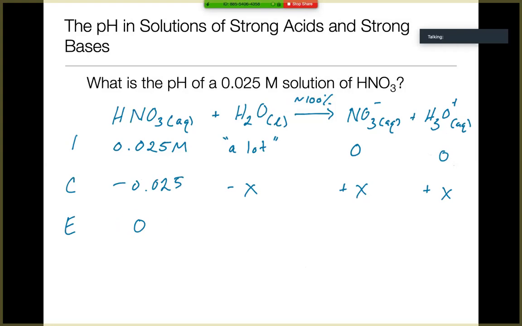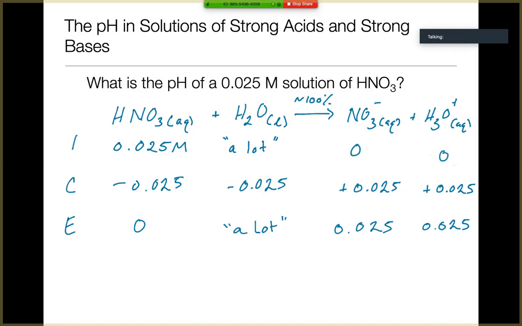So if I go through and replace all my X's with that 0.025, I'm going to end up with, well, a lot minus something that's minuscule. I still have a lot of water left. The nitrate, 0 plus 0.025 is 0.025. 0 plus 0.025, you guys got that? So we have our equilibrium concentrations.